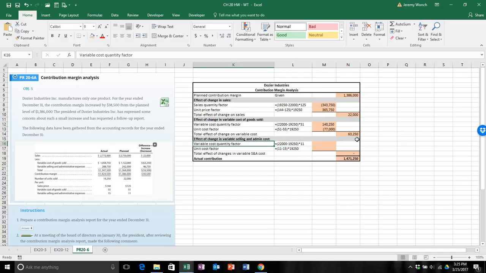And then on the selling and administrative cost, that's going to be the planned units minus the actual units times the planned price.